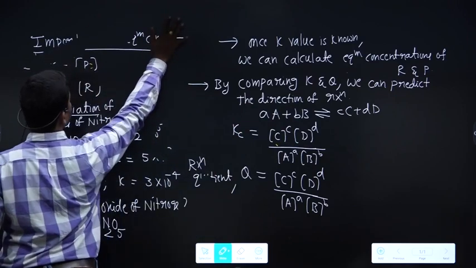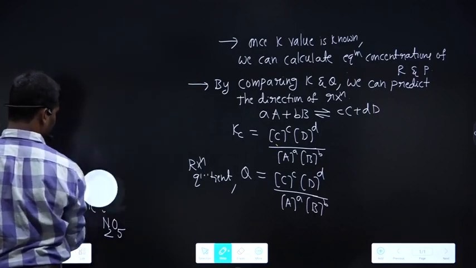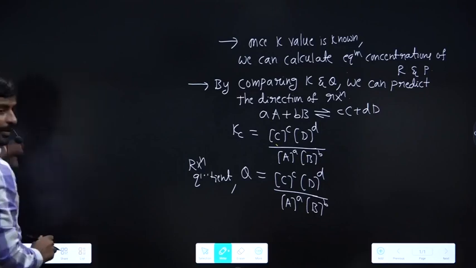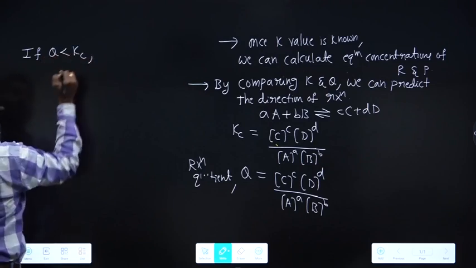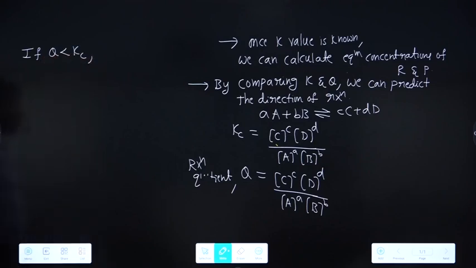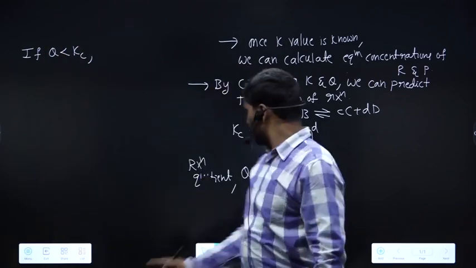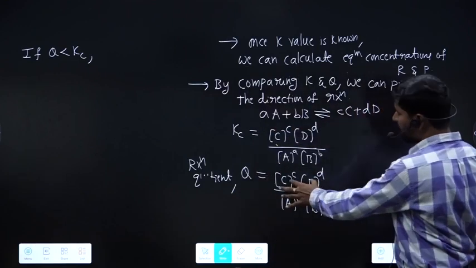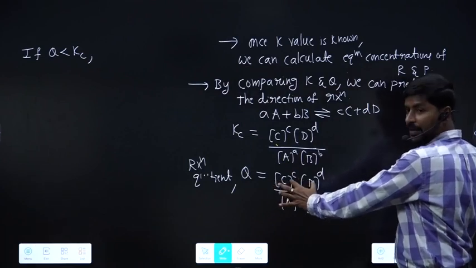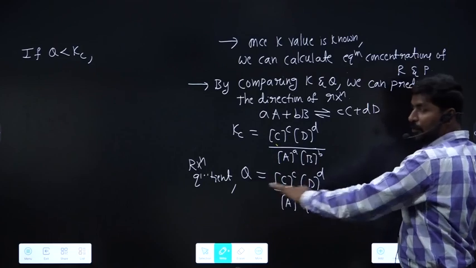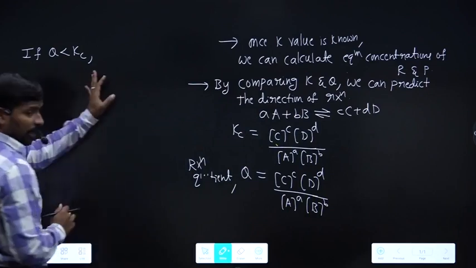So by comparing Q and K, we can give the direction of the reaction. For example, if Q is less than K, that indicates the reaction proceeds in the forward direction or backward direction. Q value less than K means the equilibrium concentrations of C and D are still not formed. That means it proceeds in which direction? Forward direction.